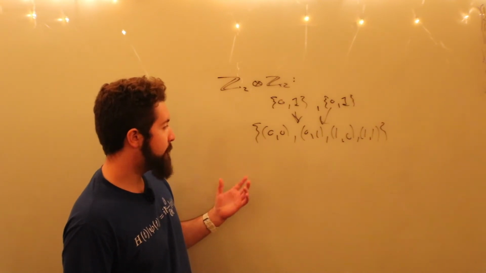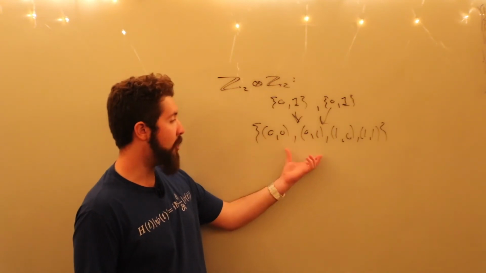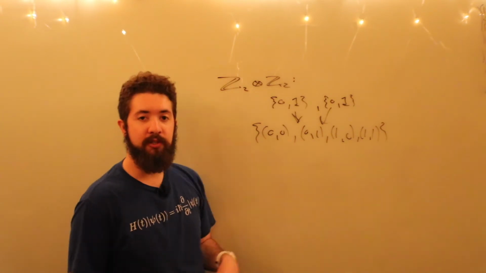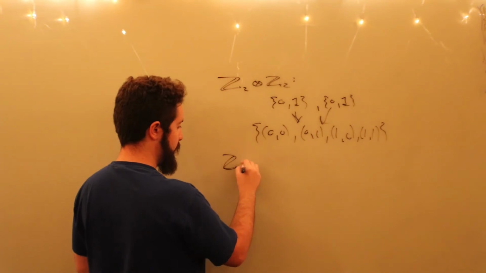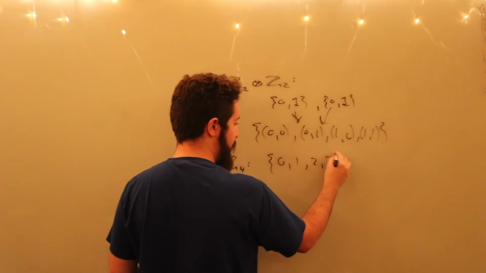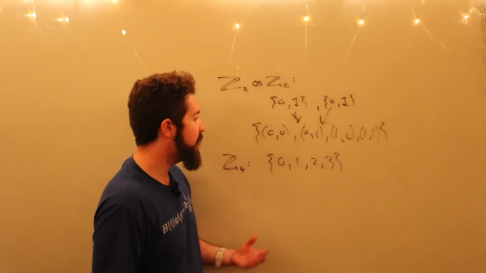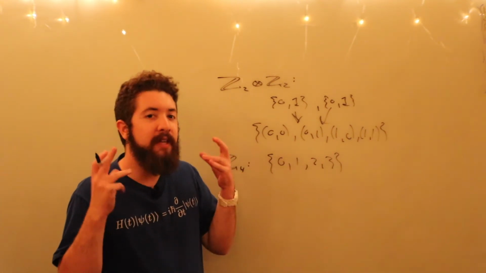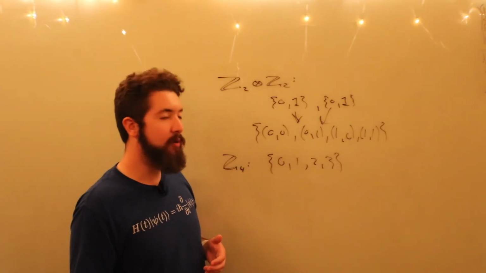Now, the question is, what's the structure of this group? Again, our element-wise operations are going to be addition modulo 2. In particular, I want to compare this with Z4, right? The set of 0, 1, 2, and 3, where we have the operation of addition modulo 4. They both have 4 elements. Are they the same? Are they essentially the same thing, just represented in different forms? That's the question I want to ask.